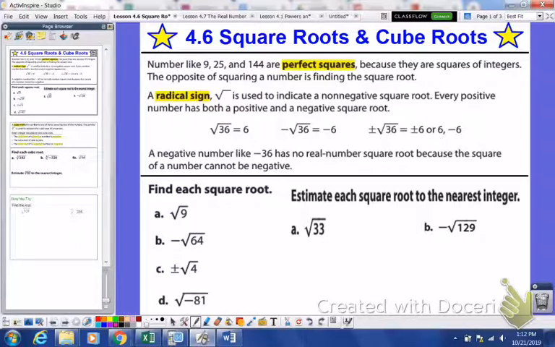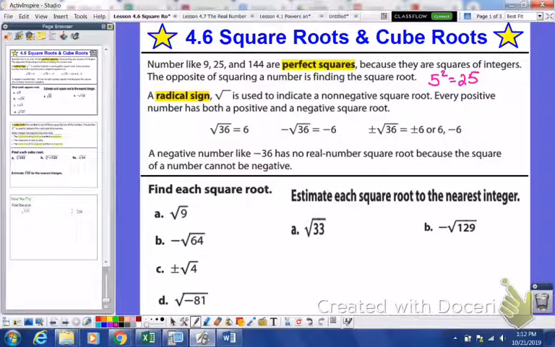If we read through the top here, numbers like 9, 25, and 144 are perfect squares because they are squares of integers. The opposite of squaring a number is finding the square root. If we pick on 25, 25 is a perfect square because 5 squared equals 25. So therefore 25 would be a perfect square.